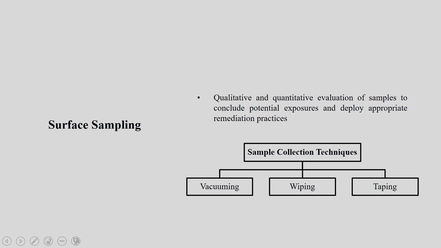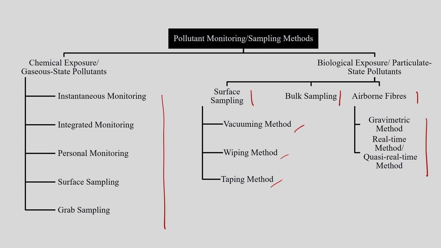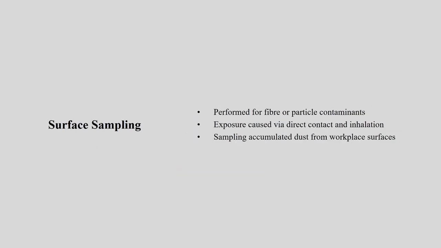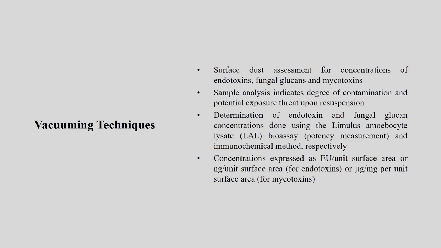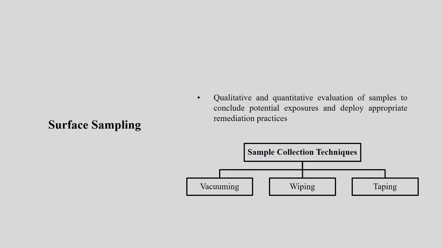Moving further, when I discussed this, you can see that we have chemical exposure under that, and when we are talking about biological, we have surface, bulk, and airborne fibers. Okay, so let us discuss the next part. This is vacuuming, wiping, and tapping.